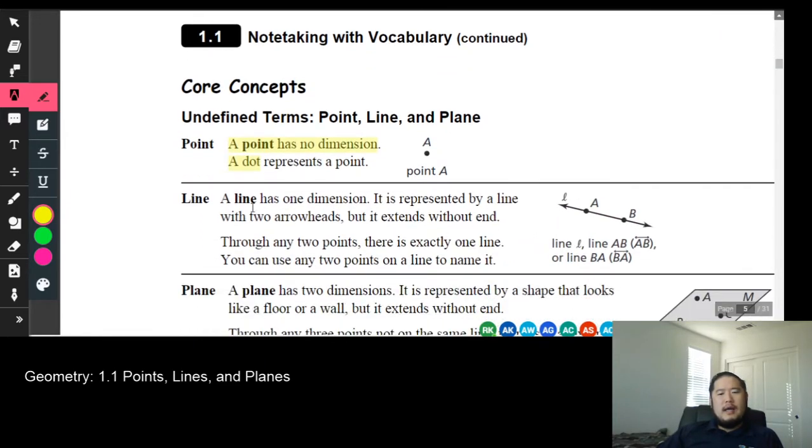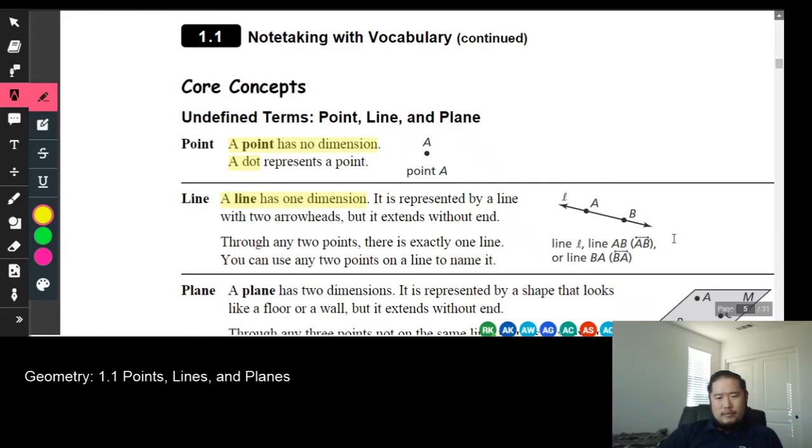Next up, a line. A line has one dimension. It is represented by two arrowheads. If you look here, you'll see an arrowhead where the mouse cursor is, and another arrowhead over there. Those arrowheads tell me that this line goes on forever. It does not stop. It keeps on extending. Physically, on a piece of paper, we're not able to show that it keeps going, or we would run out of space, but the arrowheads tell us that they do keep going.